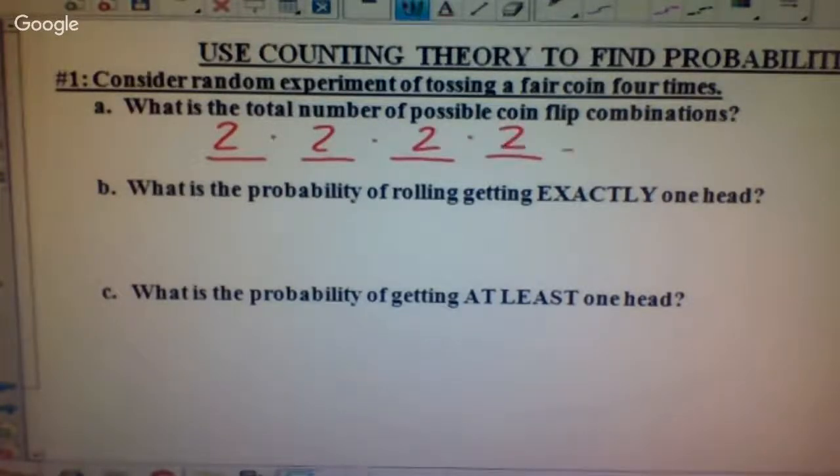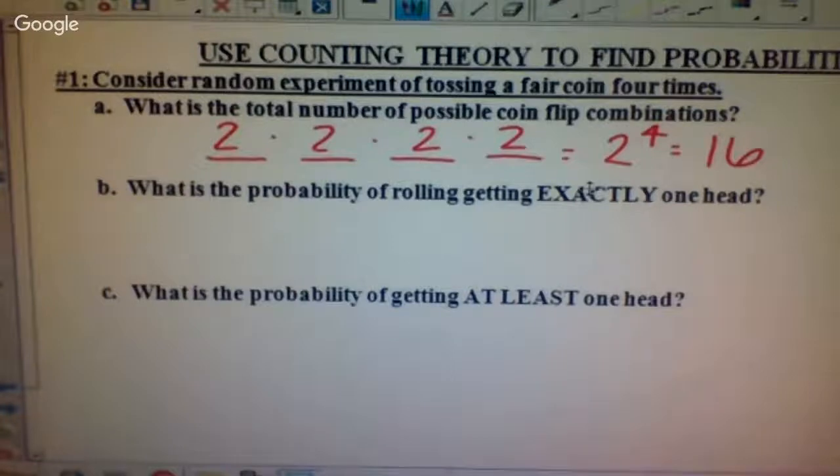So how many total options do I have? 16. Remember, 2 times 2 times 2 times 2. I could write this as 2 to the 4th, and I have 16 total options. Those 16 total options are like heads, heads, heads, heads, or heads, tails, heads, tails. That's where those 16 options come from.